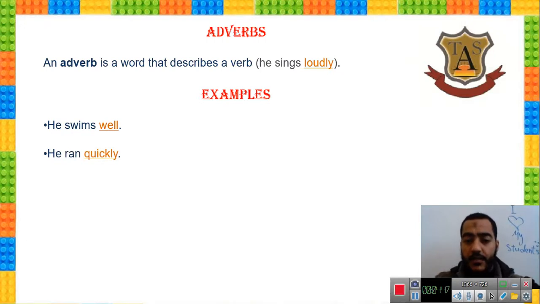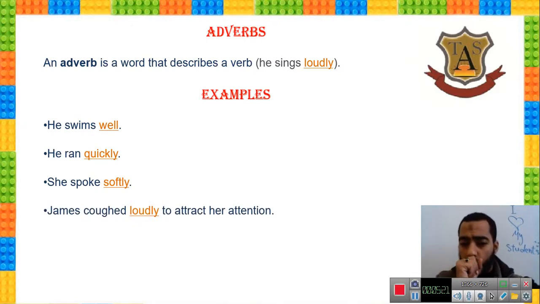He ran quickly. Quickly here describes the running, and running is the action, the verb. The word quickly describes the verb, run or ran here. She spoke softly. Softly means quietly, in a low voice. Softly describes the speaking here. So speaking is a verb, so softly is an adverb.